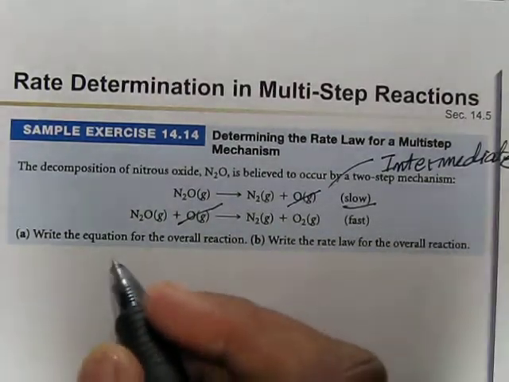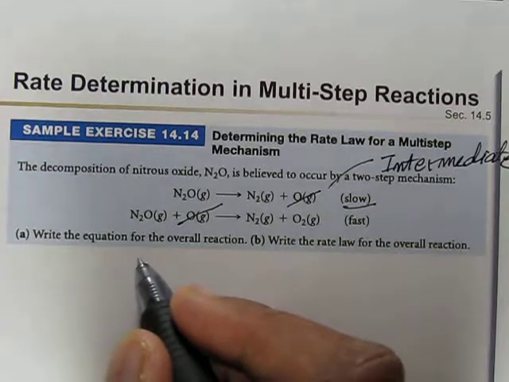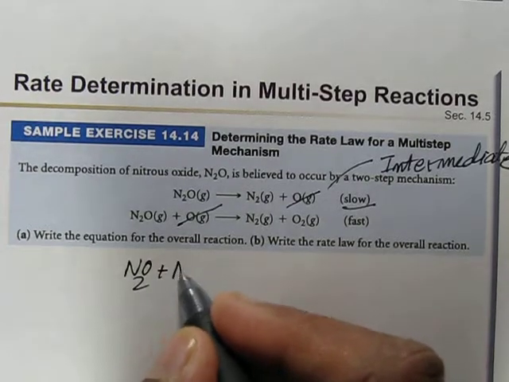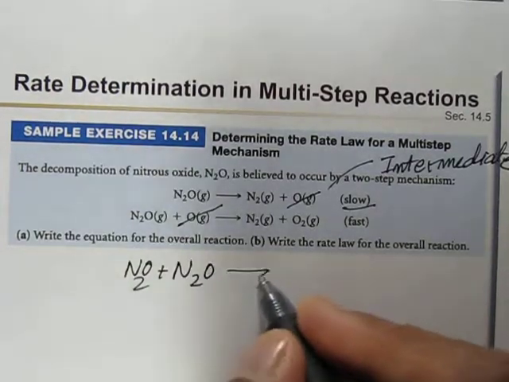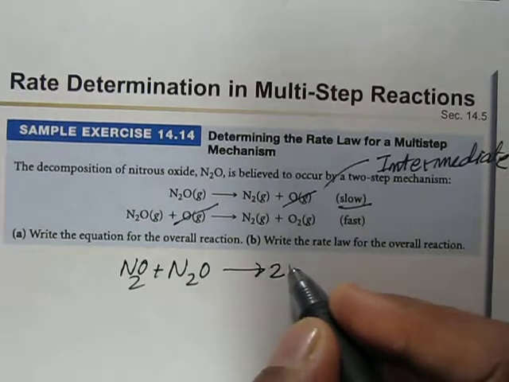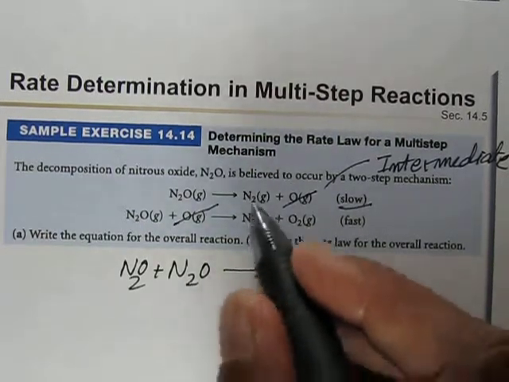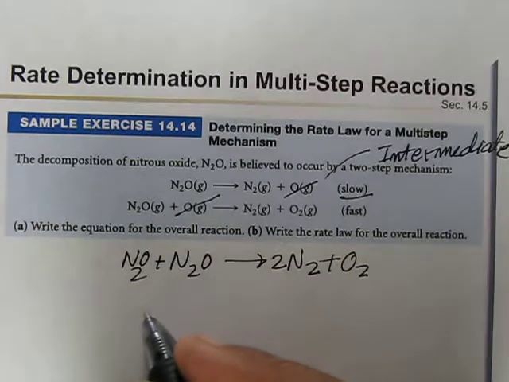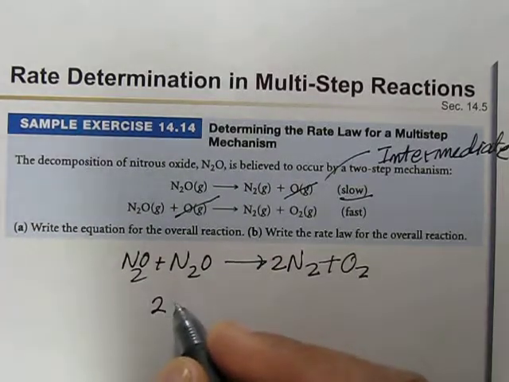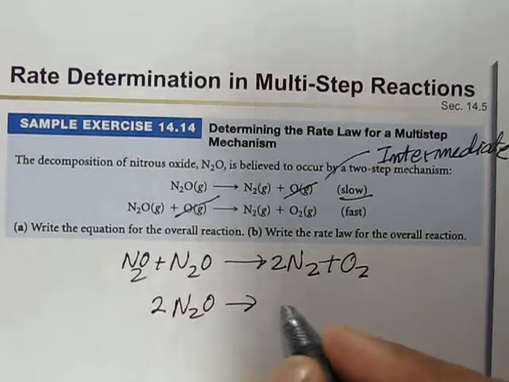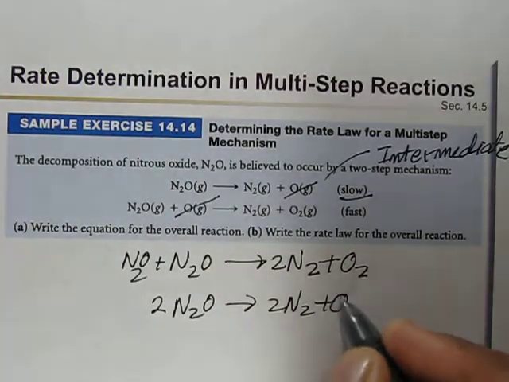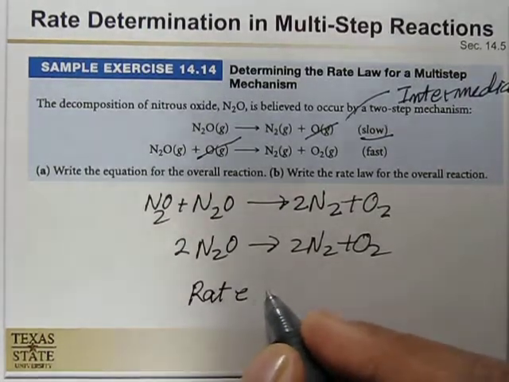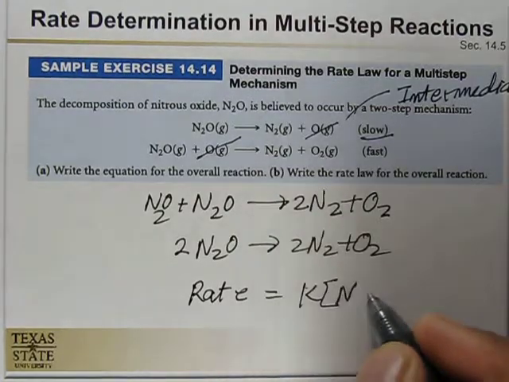And then if we have to write the overall reaction for this, it will be N2O plus N2O. Basically there are two N2O, which gives out 2N2, means two nitrogen molecules, plus oxygen. So we can write this equation as 2N2O gives 2N2 plus O2, and the rate for this reaction will be equal to k [N2O].